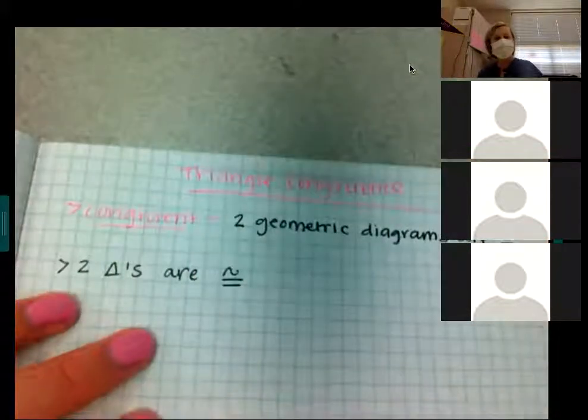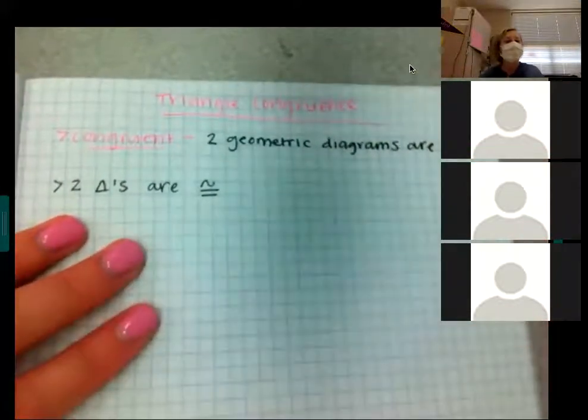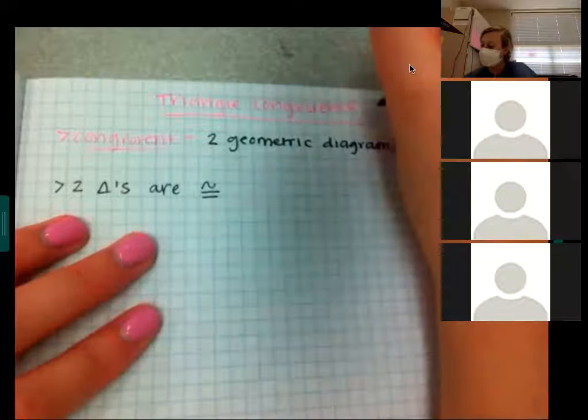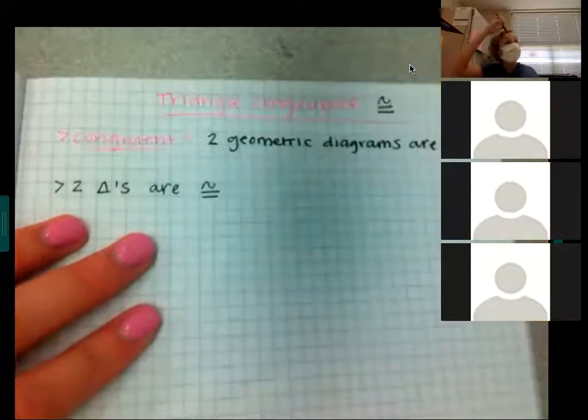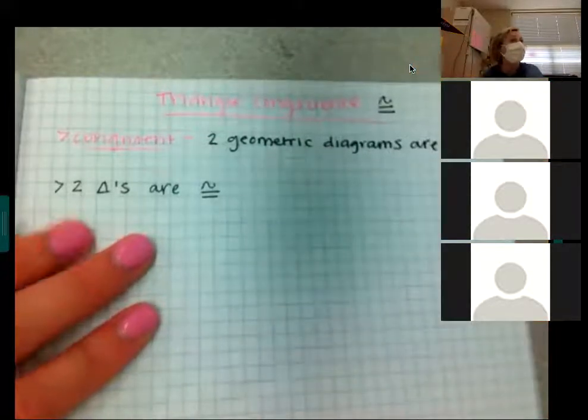So, 2 triangles are, and I'm going to put this symbol. What do y'all think that symbol means? Congruent. Very good. So if you want to write it at the top, you can. It's an equal bar with a squiggly above it. That means congruent.